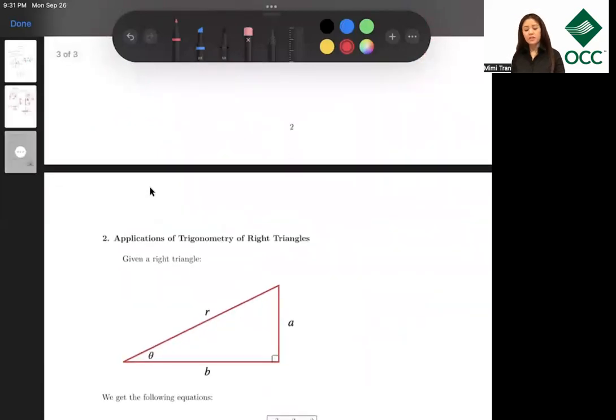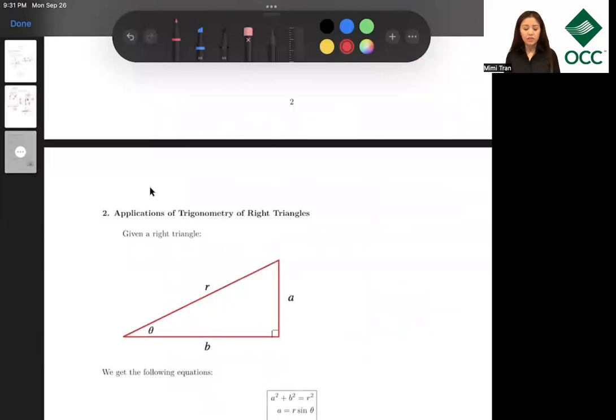The second objective is we're going to dive into some application of right triangles using some trigonometry properties. Given a right triangle, again I have an angle theta, radius r, and the two legs will be a and b. If I want to find sine of theta, what will it be?